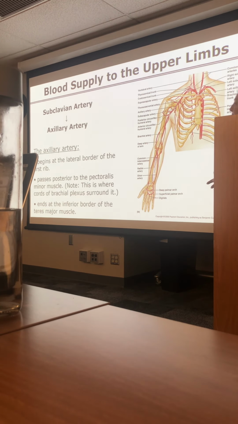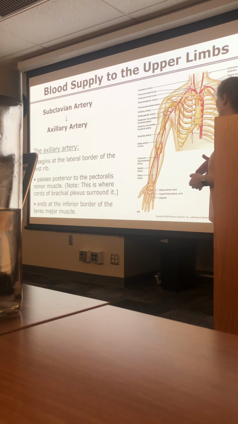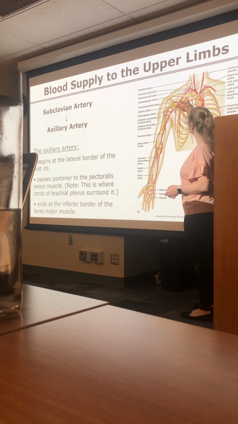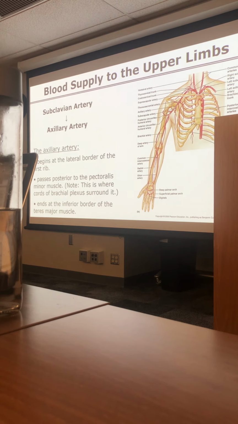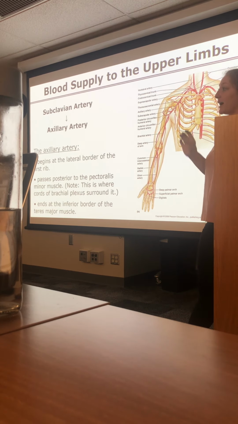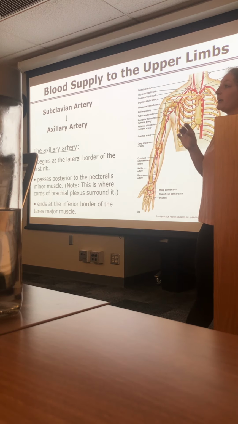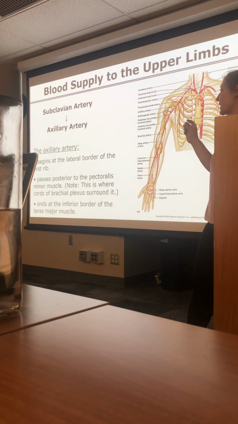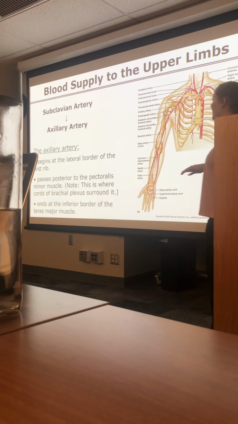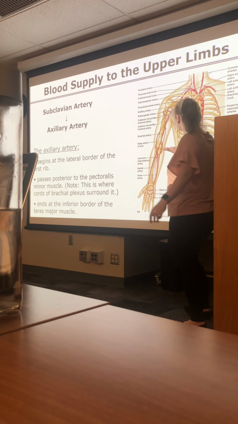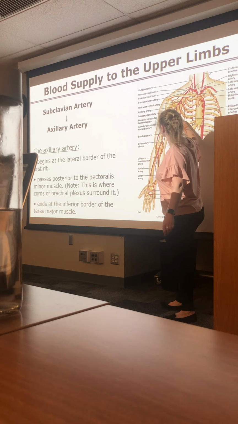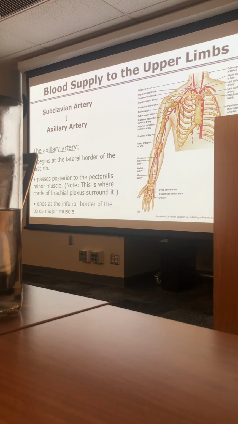Okay. So our axillary artery begins at the lateral border of our first rib right here. Okay. And it's going to go posterior or under our pec minor muscle, and our pec minor is actually going to separate the divisions of our axillary. So under our pec minor is our middle division of our axillary, or second division. And then our axillary artery ends at the inferior border of our teres major muscle, so right about here. Okay. And then it becomes the brachial artery.